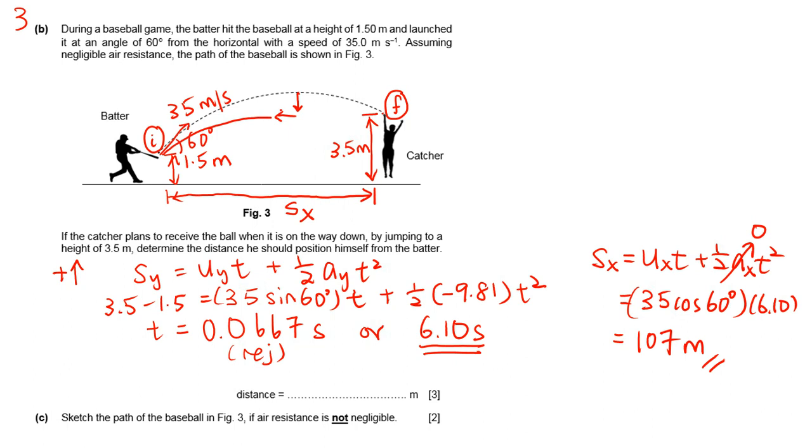Okay, and take note, for a path where air resistance is not negligible, it should not be symmetrical, because as the baseball continues to fly horizontally, it will experience air resistance, and this will cause its horizontal speed to reduce continuously. Therefore, the path should look like this: asymmetrical with a lower height.